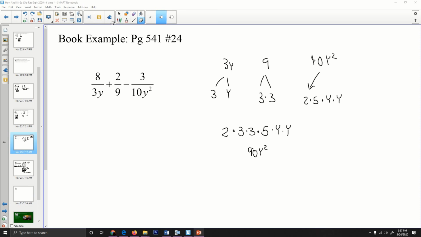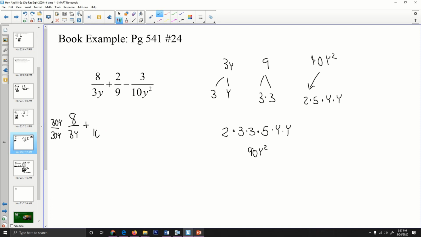All right. Well, I'm going to rewrite this, and I'm going to separate it so I can do all my funky ones. So I have my 8 over 3y, and to get 90y squared, I'm going to have to multiply by 30y over 30y, and so plus. Now, to get 9 to 90y squared, I have to multiply it by 10y squared.